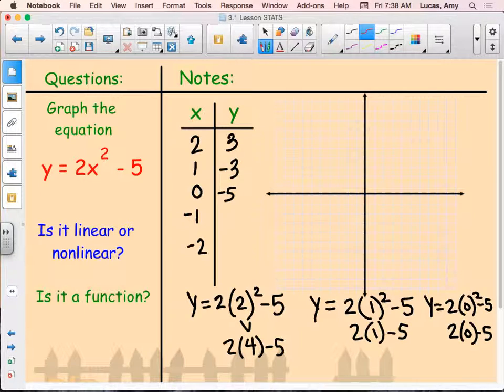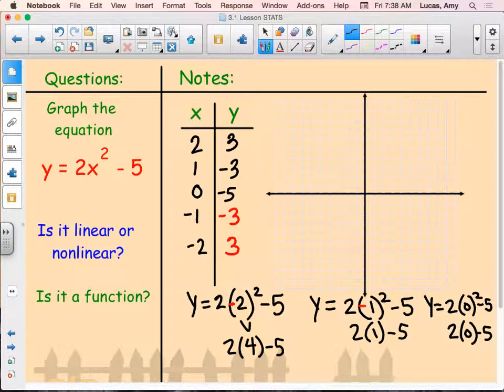Now what happens if I change my 1 to a negative 1? Negative 1 squared is still positive 1. So it is still going to give me 2 times 1 minus 5. So negative 3. And then the same thing happens over here if I make a negative 2 instead of a positive 2. My input variable, negative 2 squared, is still positive 4. So 2 times 4 is 8, minus 5 is 3.